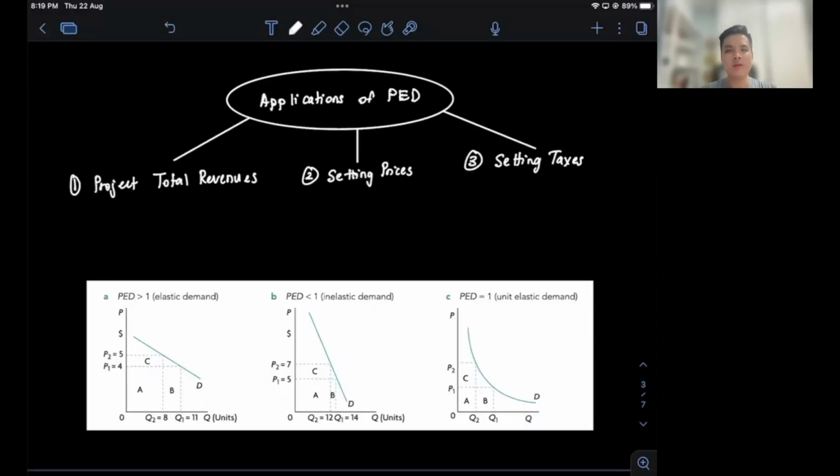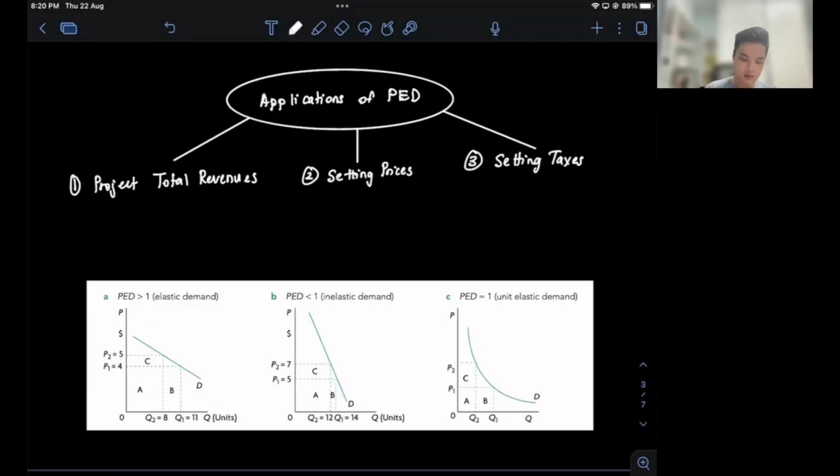So why do we even need to know about PEDs? Well, there are 3 real-world applications. Firstly, to project revenues. Secondly, to set prices. And thirdly, to even set taxes, especially for the government. These diagrams below show what I mean.